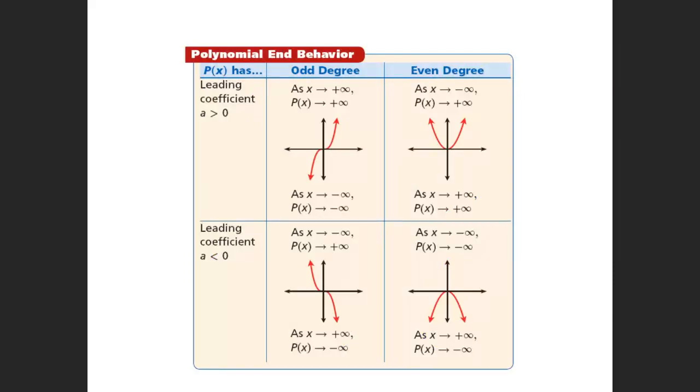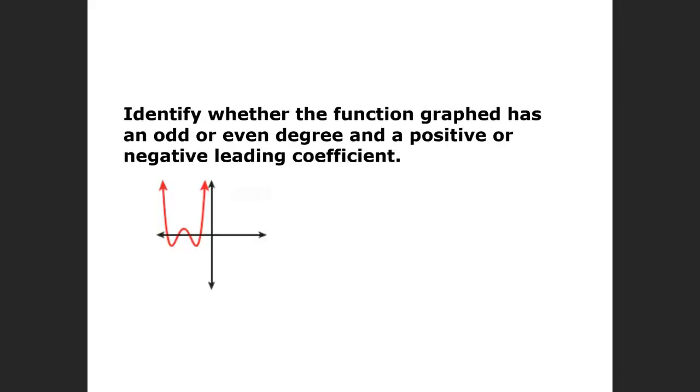All right, and here is the way our book shows it, which is exactly the same as the slide I had. Identify whether the function's graph has an odd or even degree and a positive or negative leading coefficient. Well, this one looks very similar to this graph, right? It's going up on both sides. What did this graph look like? It looked like 1x squared. The leading coefficient is positive.